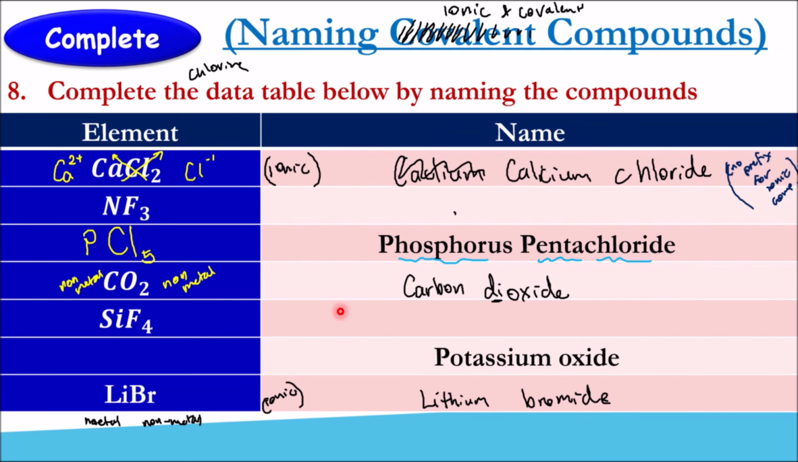So try the rest of the questions and see what response you can get for those. Anyhow, that concludes our revision lesson for naming features of ionic and covalent compounds.